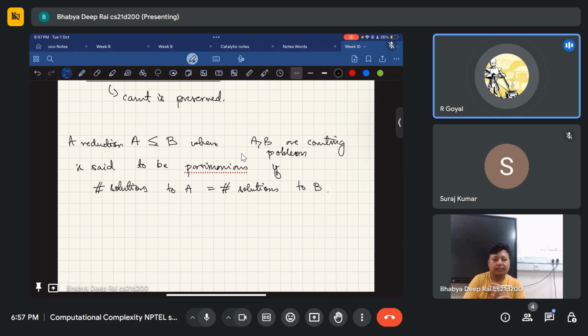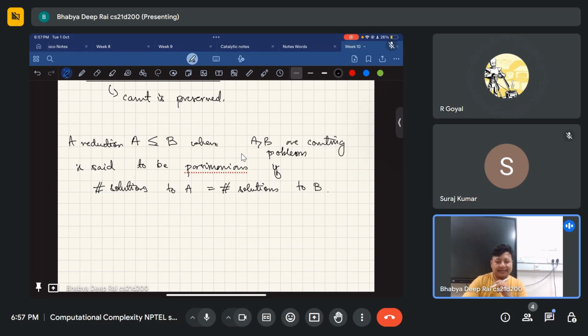Yes, that's true. The count is being preserved, for all the instances. This seems to be a very strong and very difficult reduction. It looks strong and difficult, but these reductions exist. Oh, I see. There are very good examples.